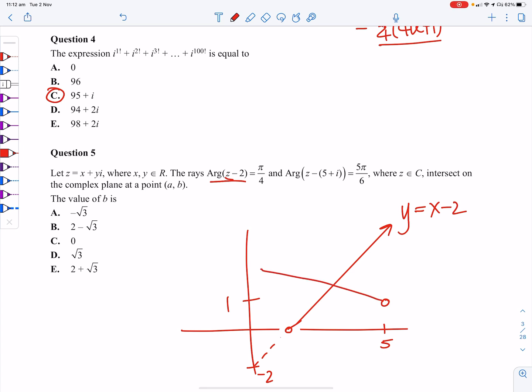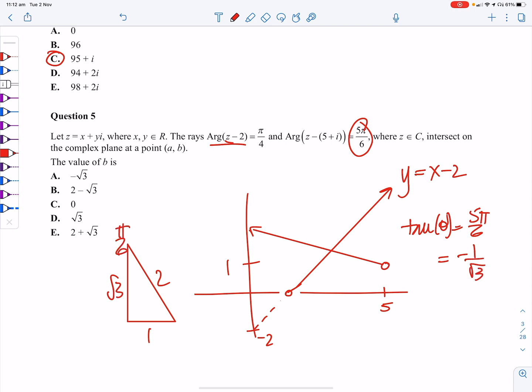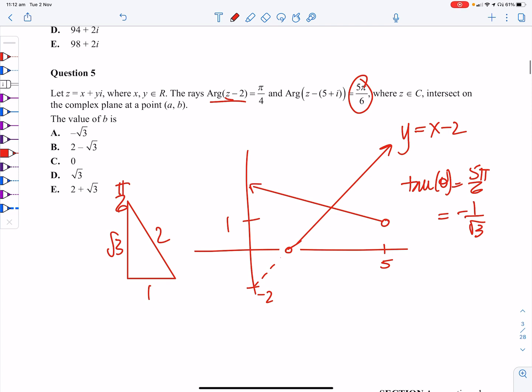5 pi on 6 is going to go back that way. If you think about it, if the angle is 5 pi on 6, we're going to get negative, stupid bloody triangle, we're going to get 1, 2, root 3. So it's going to be negative 1 on root 3. So the equation of that line would be negative 1 on root 3, x minus 5, plus 1.